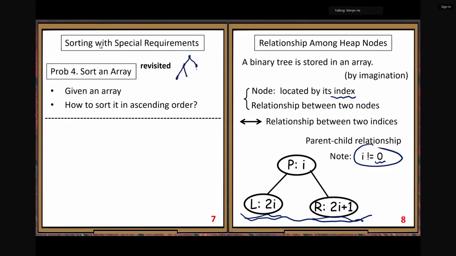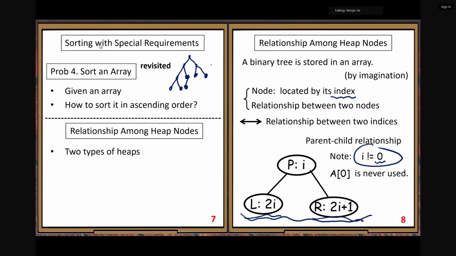Another level. Then the next level, not full, right? Not full. Okay. And I can draw another one. So this node only has a left child, no right child. But this node has no left child and no right child, no child.